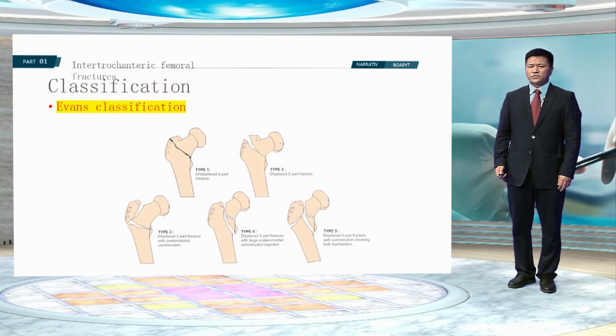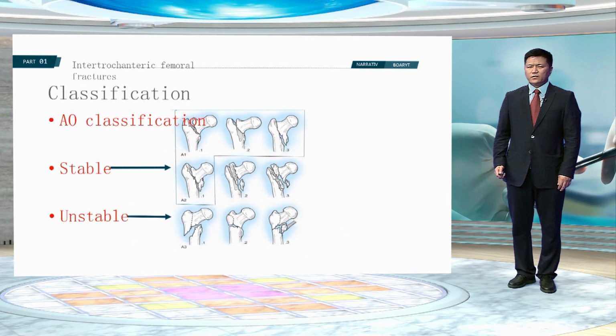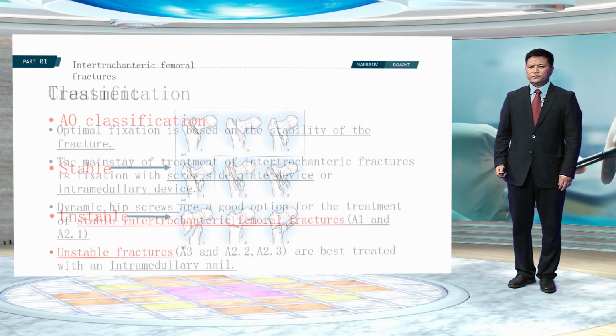There are several classifications, the Evans classification and the AO classification. Usually, we use the AO classification to make the decision. You can see there are 2 subgroups. First is the stable group, and the second is the unstable group.